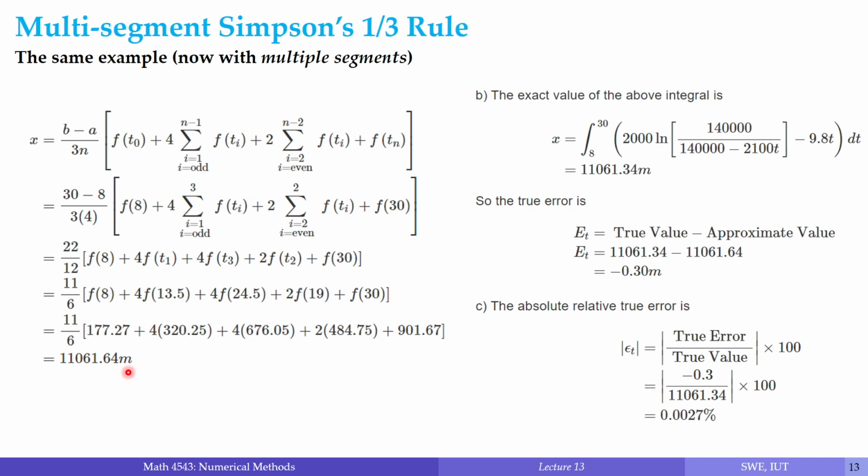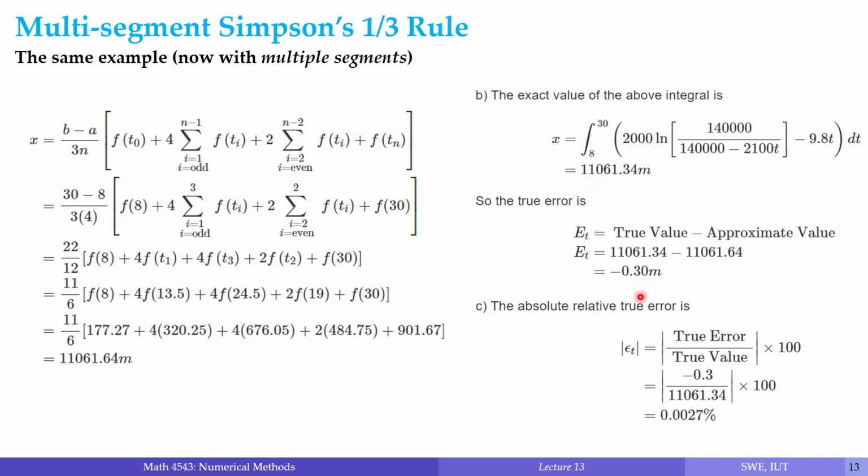11,061.64 meters, for the approximation of the integration of the given function within the lower limit 8 to the upper limit 30, using four segments, where the value of n is 4. Fine. So we have seen analytically that the exact value of the integral is 11,061.344 meters.